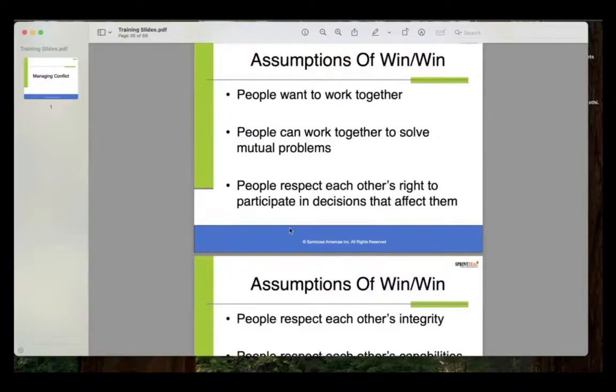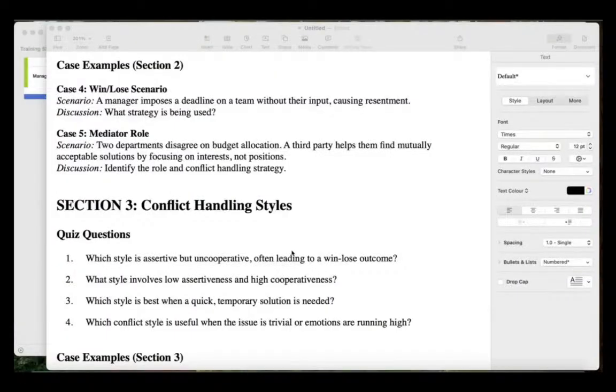What are the assumptions? People want to work together. People can work together to solve mutual problems. People respect each other's right to participate in decisions that affect them. Now, if I ask you a different question, about the previous scenario we have seen, where the manager has imposed some task on the employee, what is the style in this one?